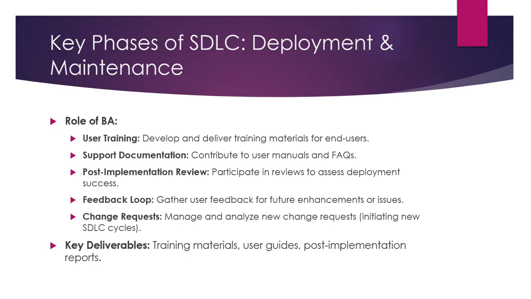And then prepare the change request, manage and analyze the new change request, and initiate the SDLC cycle if he thinks that is a change request. If we implement that business requirement, then the system will improve and the user will get a better experience. So then he starts preparing the change request. The key deliverables in this phase are the training material, user guidance, and post implementation report. So those are the key deliverables. Let's move on to the next slide.